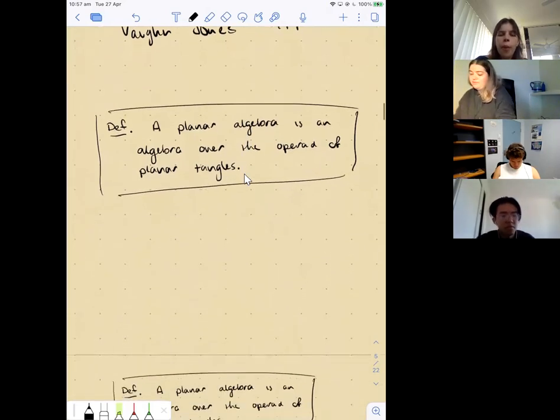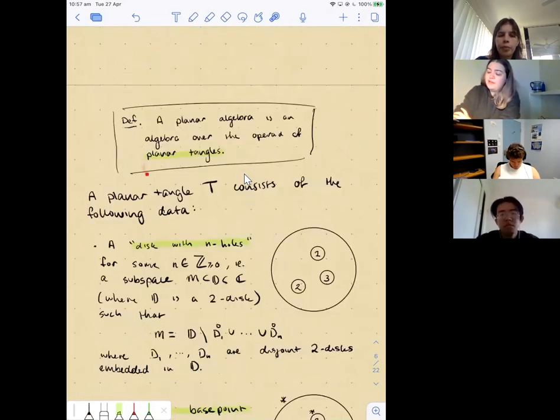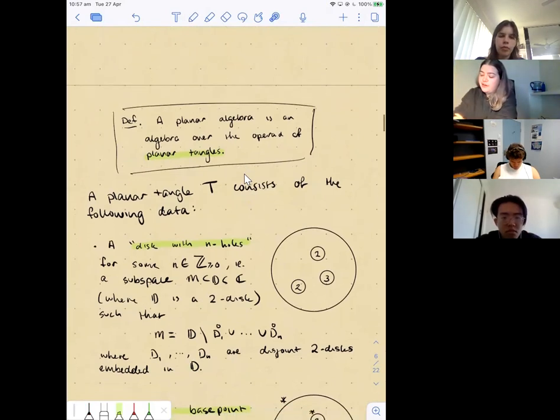So to start off with, we need to know what a planar tangle is. So we can build this up too. A planar tangle T consists of a series of data. And the first piece of that data is what we call a disk with n holes. You can see in the picture here on the right, we have one big disk, which we call D, and it has a series of smaller numbered disks cut out of it.